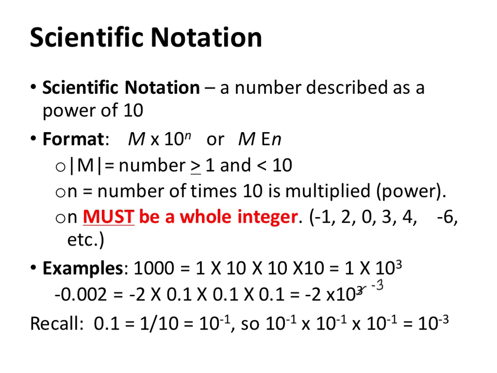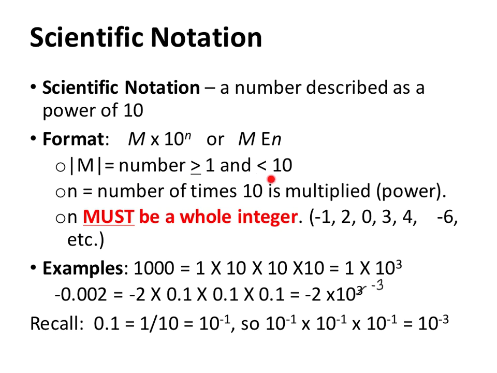So what is a number in scientific notation? It's just a number described as a power of 10. And there are two formats that you will see most commonly. Format 1, the most common one, is m times 10 to the nth, where the absolute value of m is a number that is greater than 1 and less than 10. Right? So m times 10 to the n.